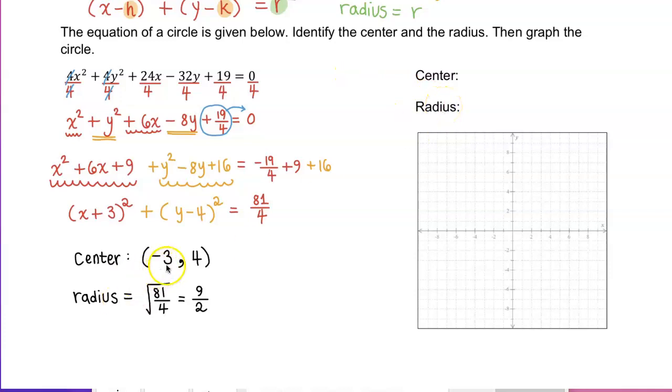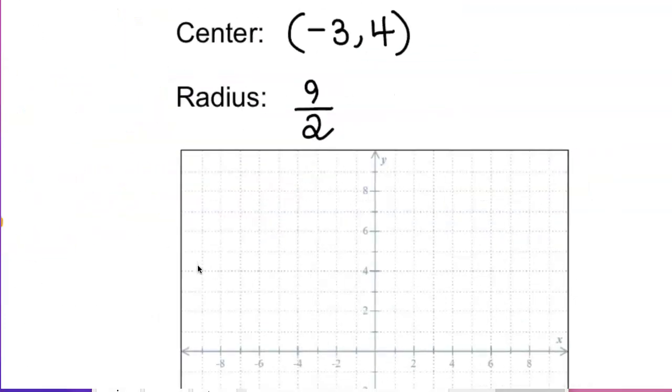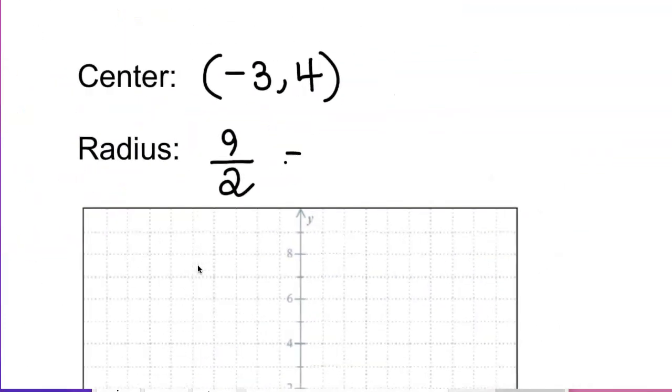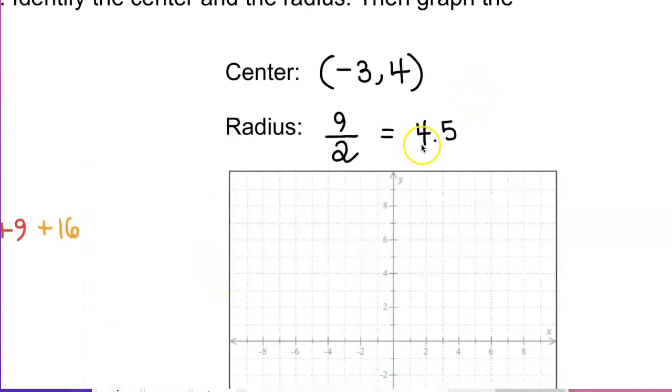So plot the center at -3, 4. Let me write it over here, -3, 4. And the radius is 9 over 2. What's half of 9, you guys? This is 4.5, right? I just converted it into a decimal because it's easier for me to plot a decimal. I can go up 4.5 and plot a point on the circle.